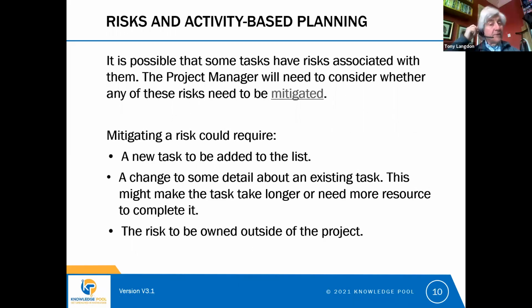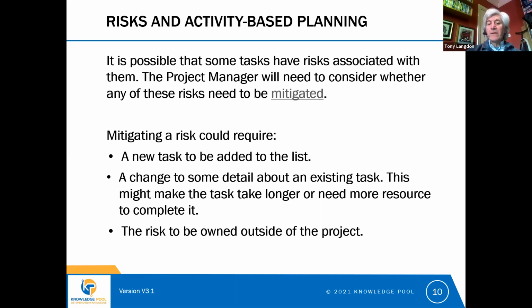Okay. So the next thing we need to think about is risks. We've mentioned risk quite a lot, and we've said even the purpose of having projects is very much to do with managing risk. And so we need to think about how risks are handled when we are using activity-based planning. Because it is possible that some of our tasks have risks associated with them. And the project manager will need to consider whether any of those risks need to be mitigated. We've met this word before. So mitigated means to reduce the impact of, to lessen the impact.